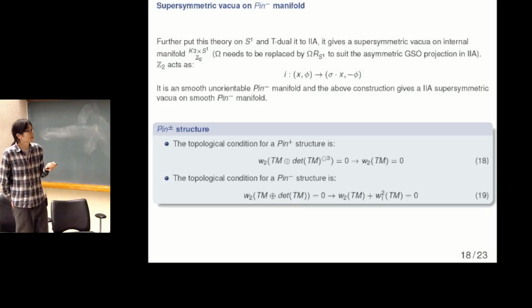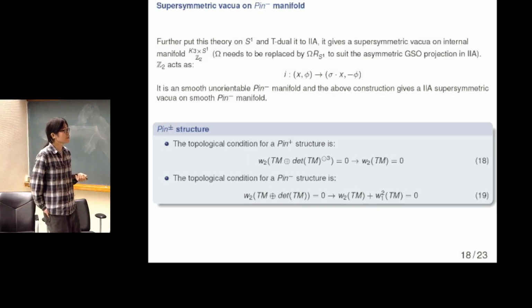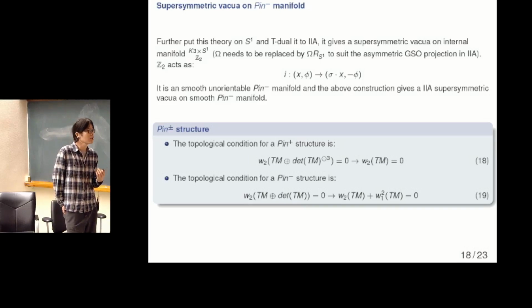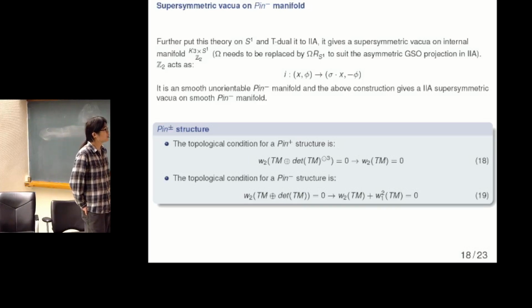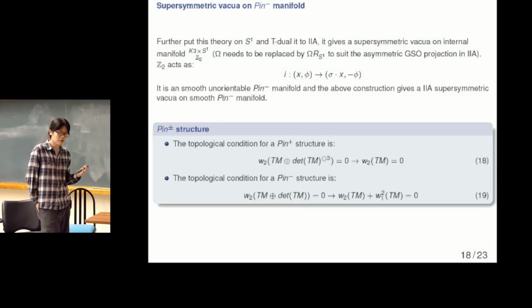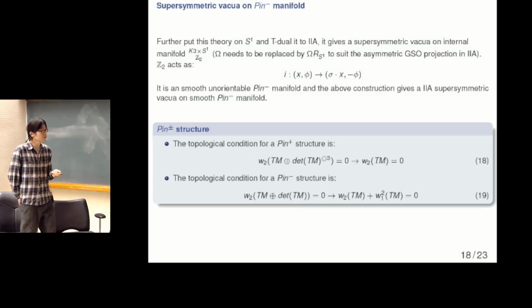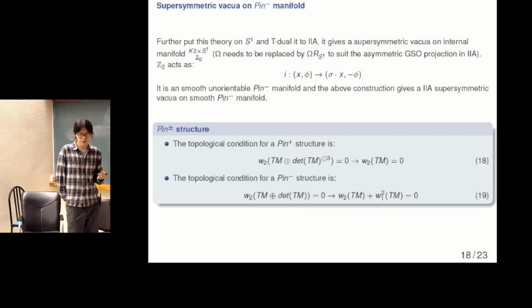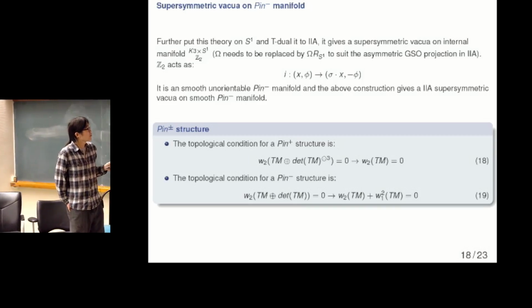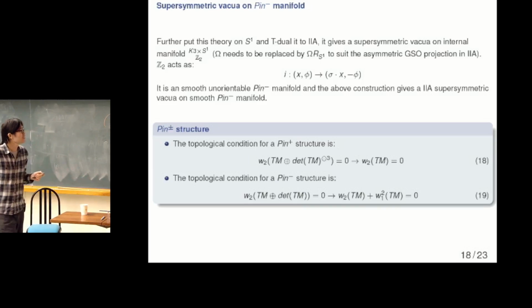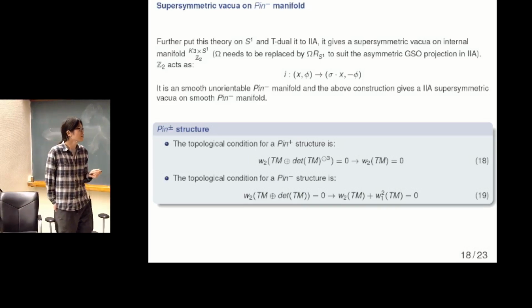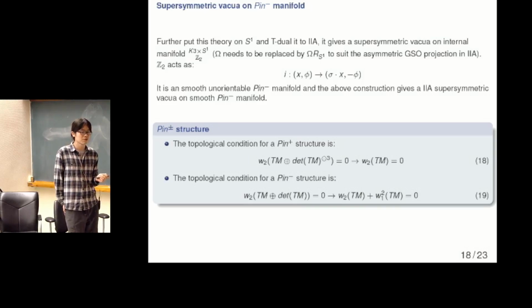As a result, we see that the internal manifold is going to be a smooth, unorientable Pin manifold, and the above construction just provides a type 2A perturbative supersymmetric vacuum without any extended BPS objects, formulated on this unorientable Pin manifold. The topological condition for Pin+ and Pin- structure is similar to the topological condition for orientability and spin structure. It just requires a certain combination of Stiefel-Whitney classes to vanish. For example, for the Pin- structure, oh, this should be Pin+. Sorry. Yes, it's Pin+. For Pin+ structure, the second Stiefel-Whitney class should vanish. And for Pin- structure, it requires the following combination of Stiefel-Whitney classes to vanish.